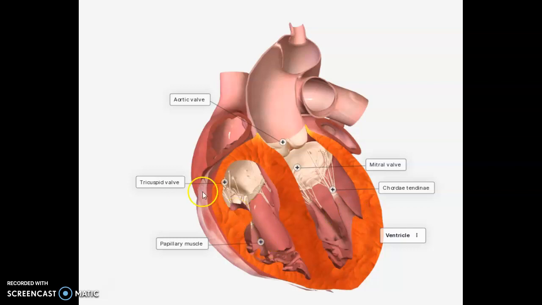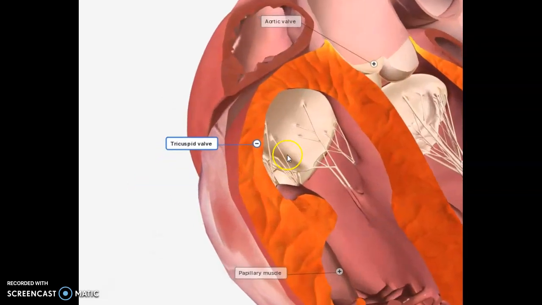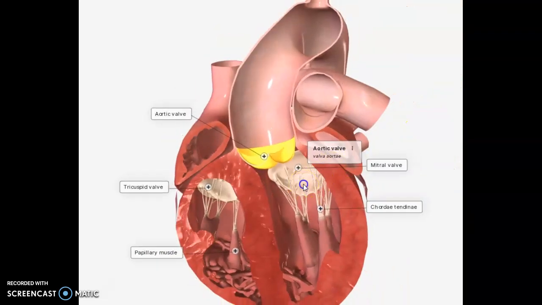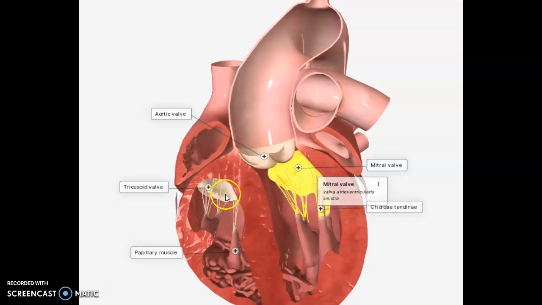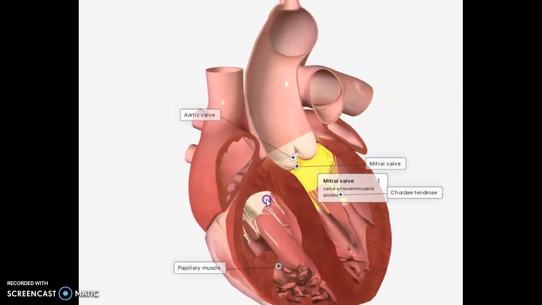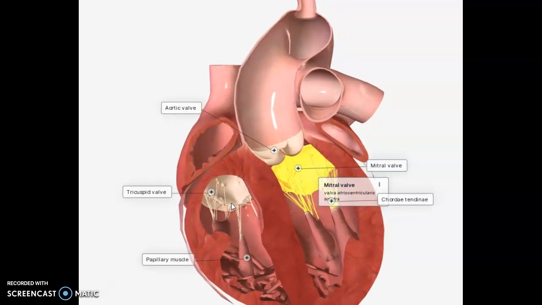There are four valves. We have our tricuspid valve, we have our aortic valve, and a mitral valve. One that's not showing here is the pulmonary valve. So we'll go ahead and get started with the blood flow, starting with deoxygenated blood entering into the heart.